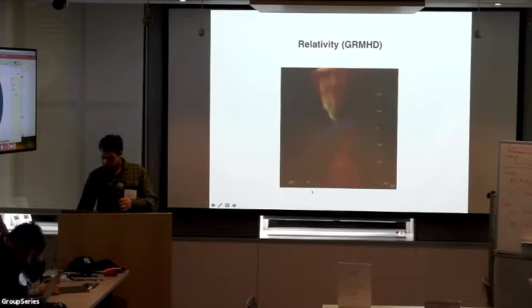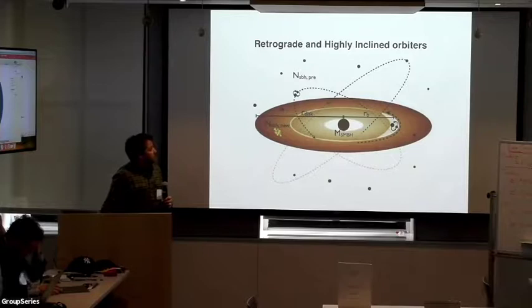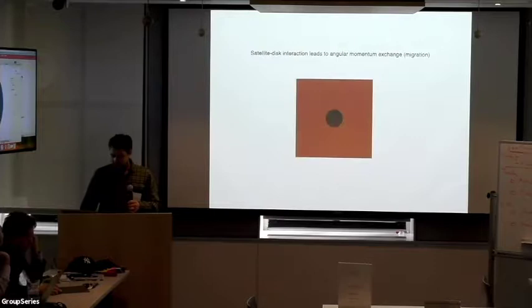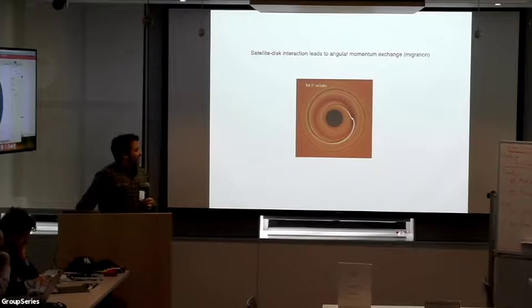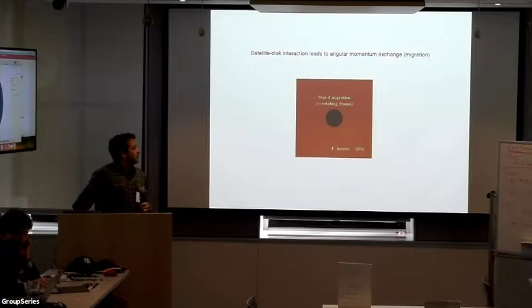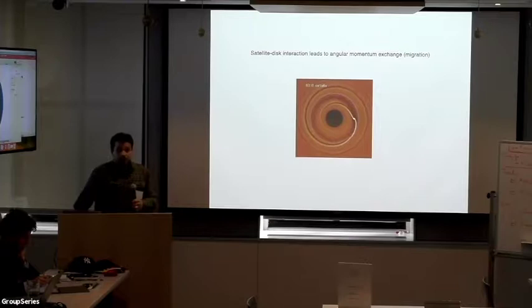Now, the other bit I would like to get to is the presence of retrograde orbiters, which in protoplanetary disks we don't have. We have a whole theory that we are still working on in protoplanetary disks about how planets interact with the gas. They orbit in the disk, exchange angular momentum, and then migrate. This migration can be either inwards or outwards. We do not know yet how that works if you have retrograde orbiters or highly inclined ones, because they are simply not there in protoplanetary disks.